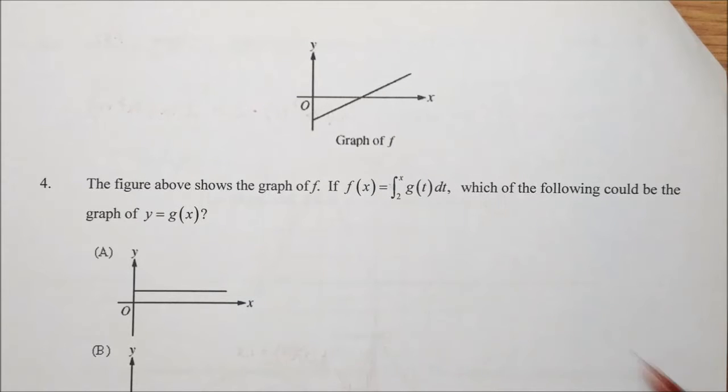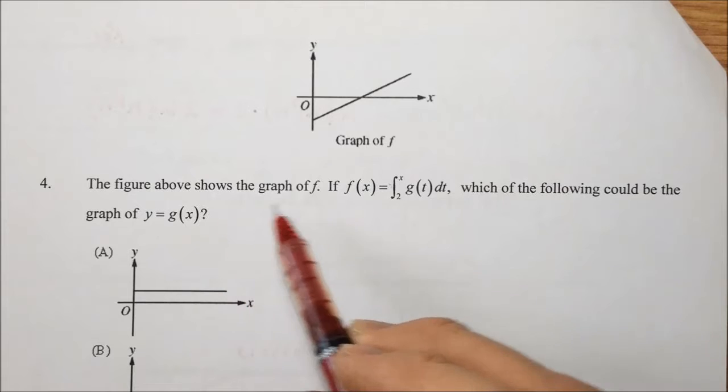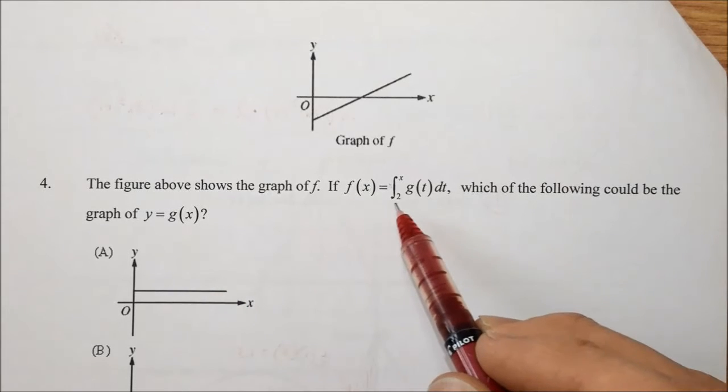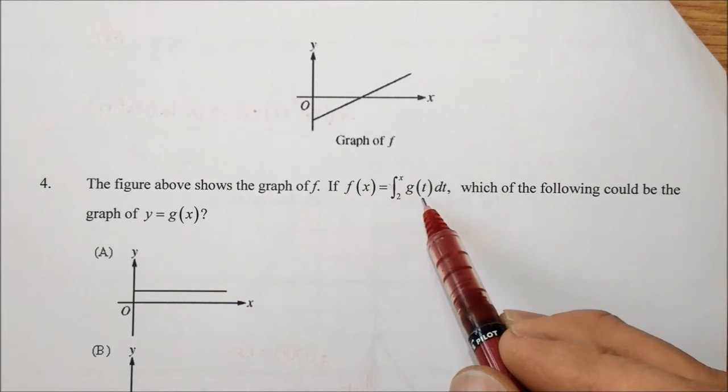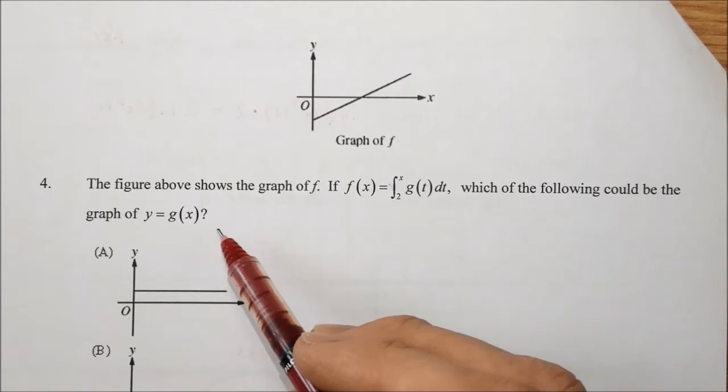Problem number 4, we're given this graph of f. We're told that the figure above shows f, and that f is equal to the integral from 2 to x of g of t dt. Which of the following graphs below could be the graph of g of x?